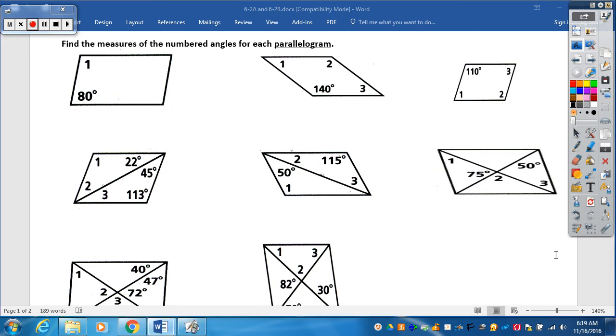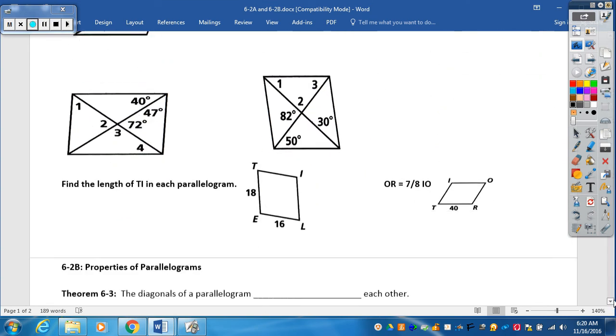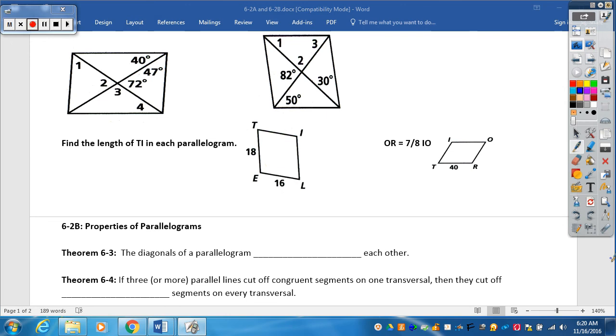If we go ahead and, can I move this? Maybe I can just scroll on. There you go.